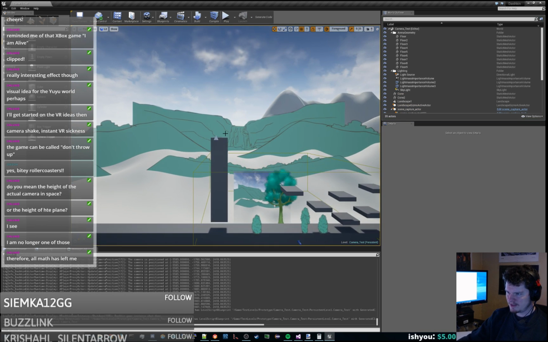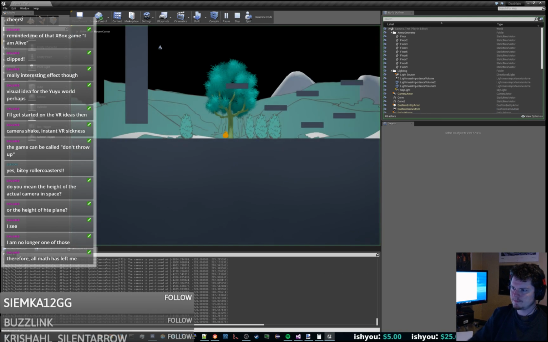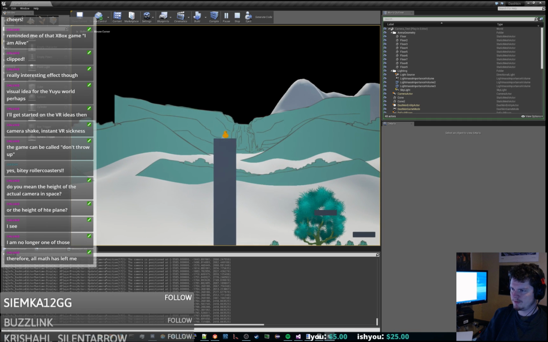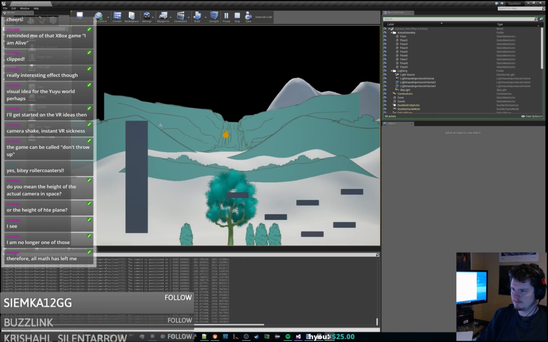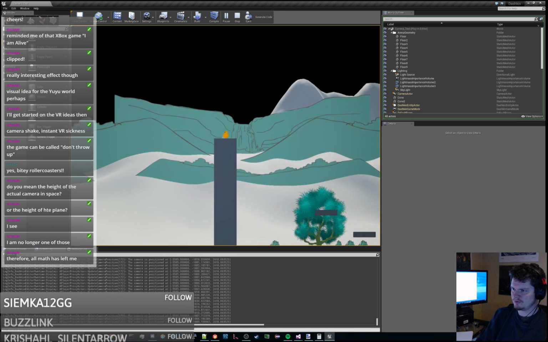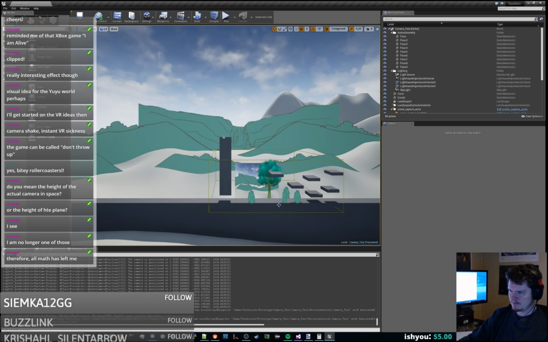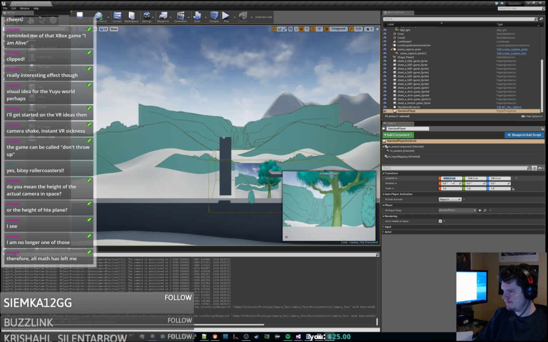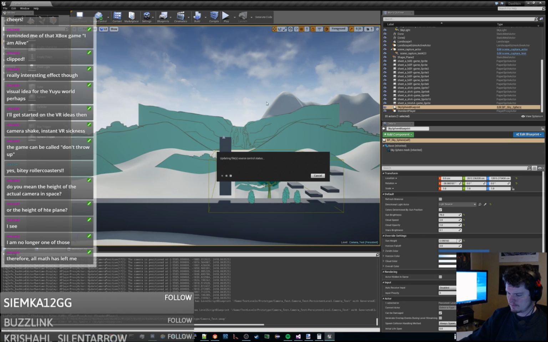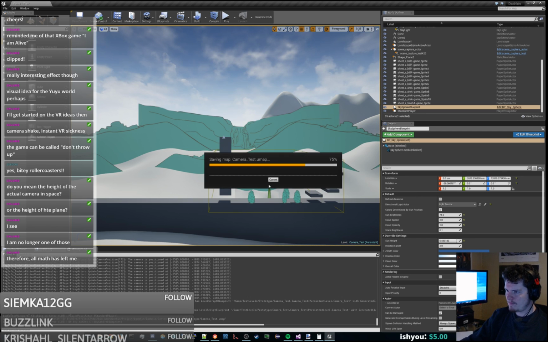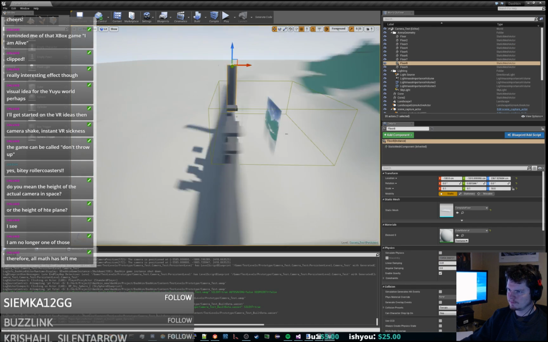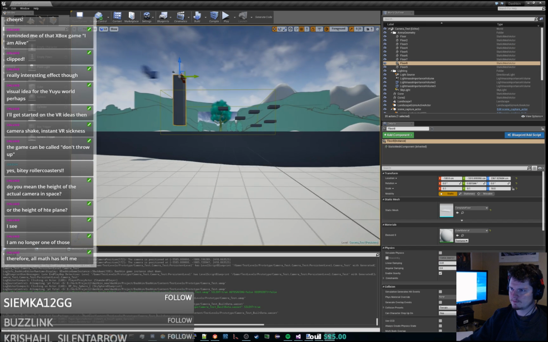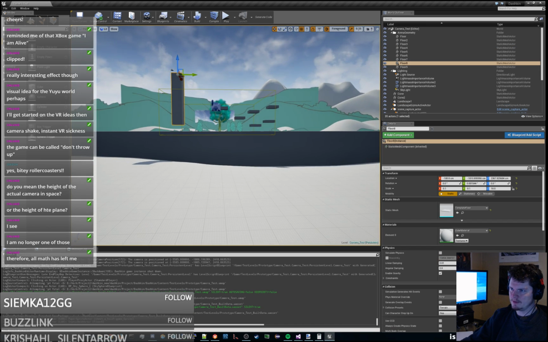I mean, that actually looks correct. When we jump right up here, we're supposed to be right on top of that cone. That is true. So this is negative 5585. Yeah, that actually looks like it should be correct.